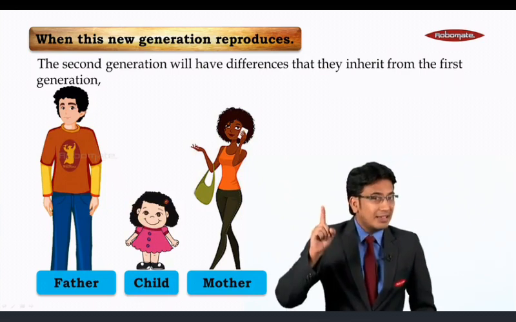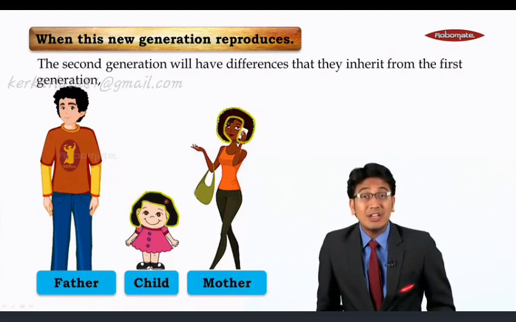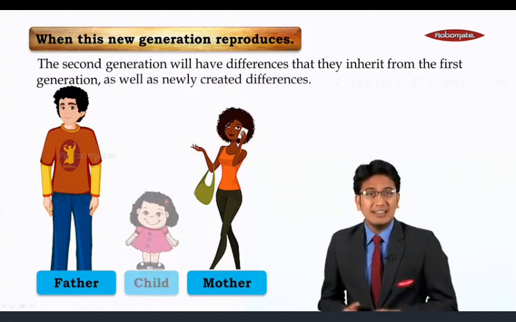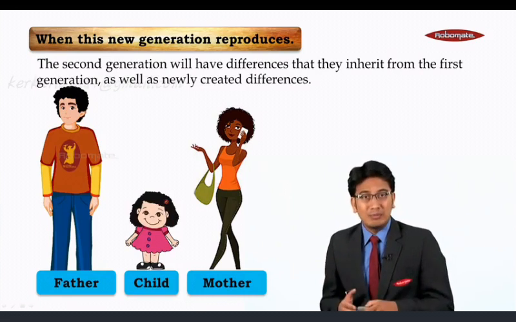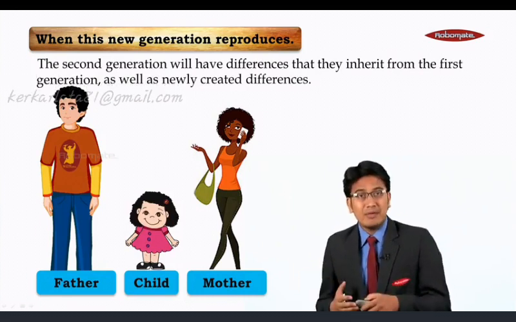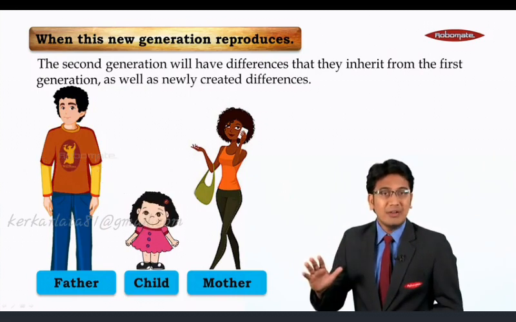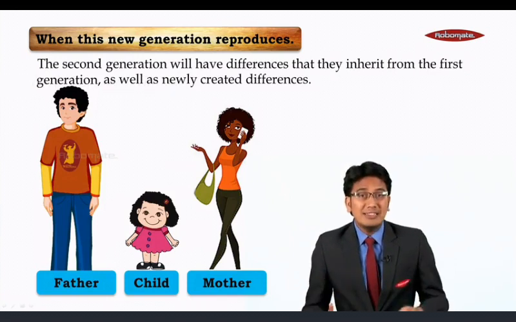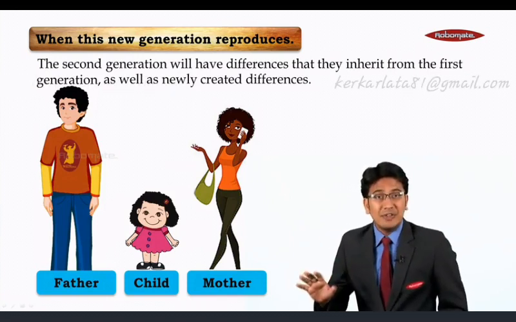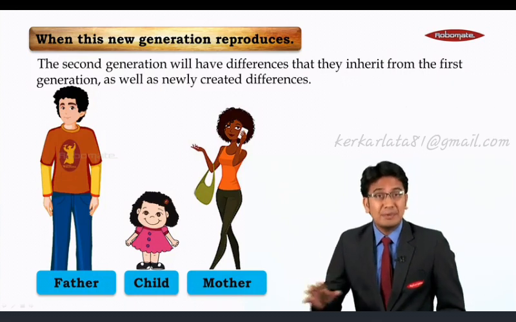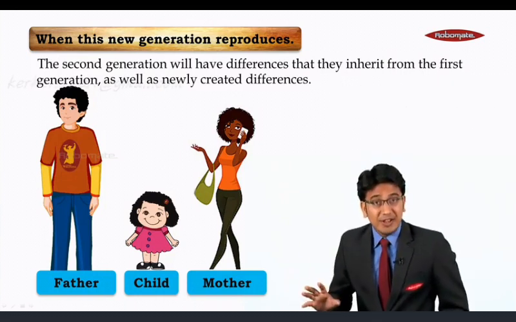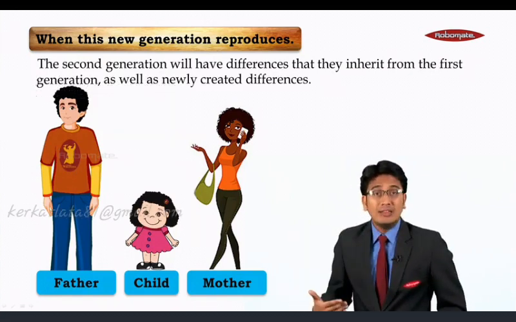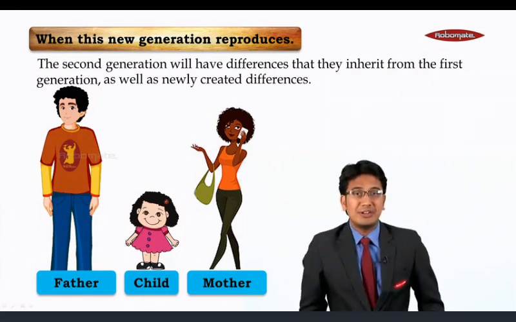But you can see the hair. Yes, the hair is like her mother's. So this new generation is getting characters from their parents and their grandparents, and out of all those characters, some characters this offspring will show. Because these are the newly created differences. In this way, variations happen. In this way, the differences happen and get passed from one generation to the other, from the other generation to the next generation.